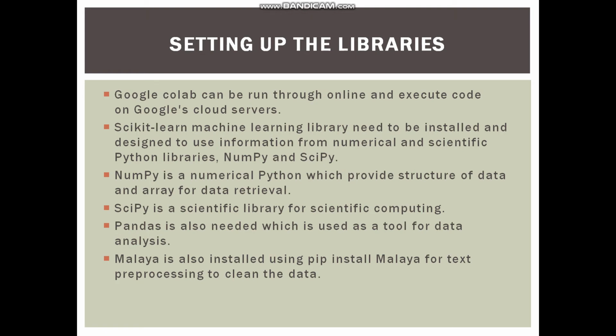The scikit-learn machine learning library needs to be installed, and it is designed to use information from numerical and scientific Python libraries such as NumPy and SciPy. NumPy is numerical Python, which provides structure of data and arrays for data retrieval. SciPy is a scientific library for scientific computing. Pandas is also needed, which is used as a tool for data analysis. And then Maya is also installed using pip install Maya for text pre-processing to clean the data.